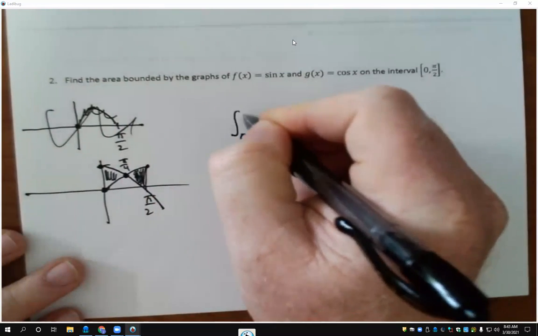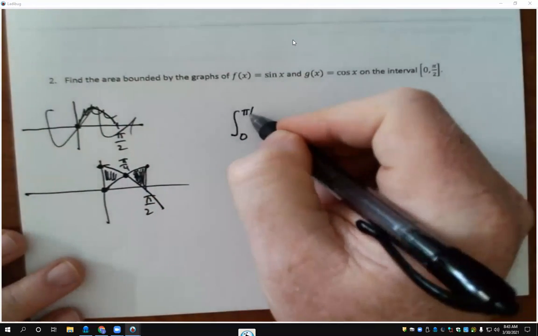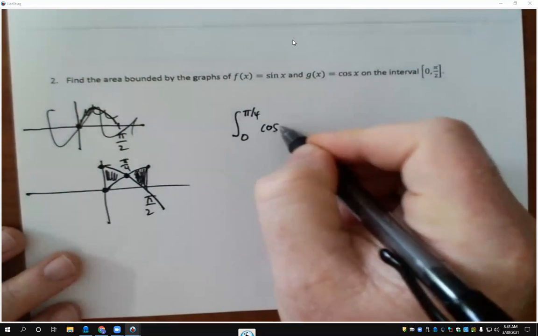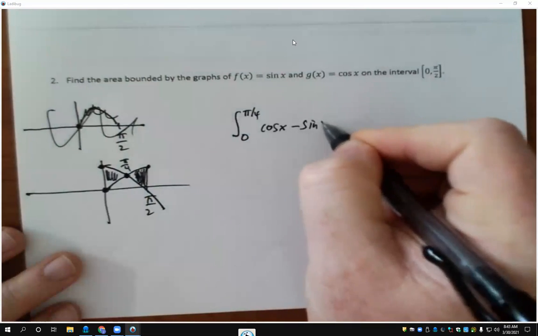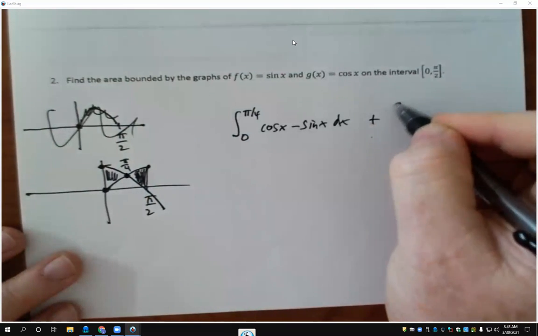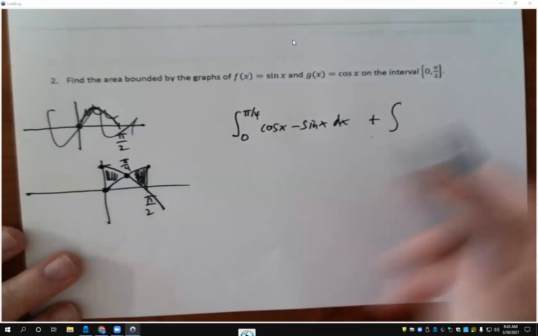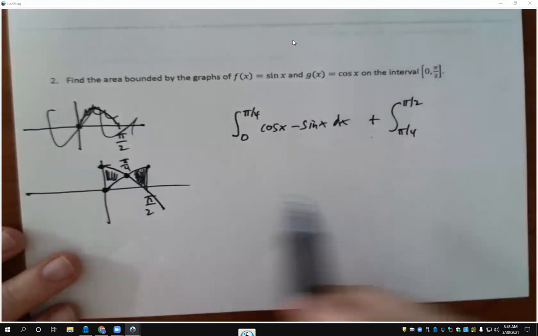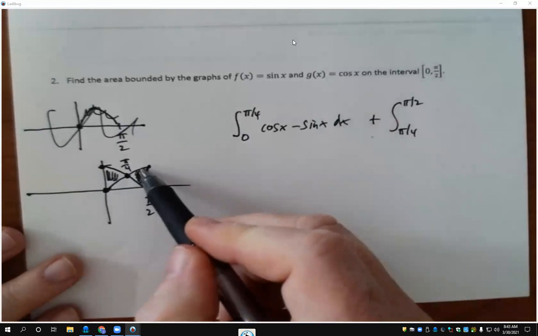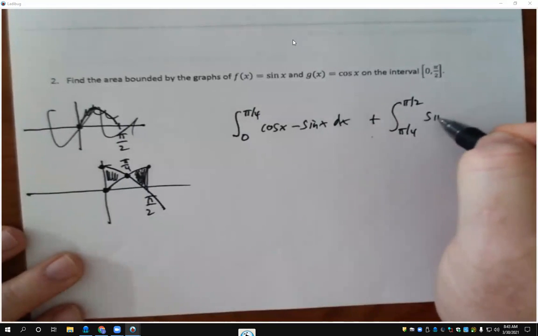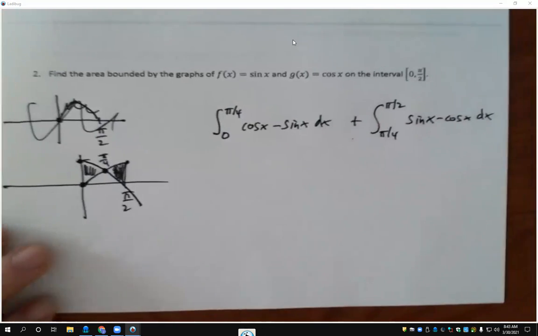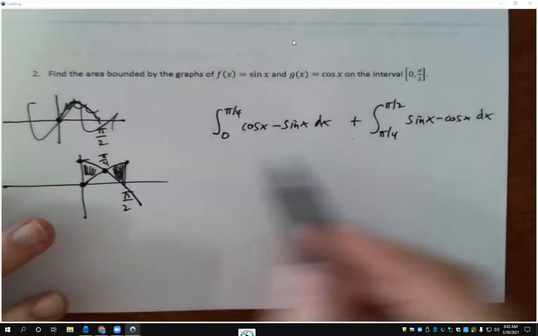So the first integral is the integral 0 to pi over 4, and the graph on top is cosine, so it's cosine minus sine. The other integral is going to go from pi over 4 to pi over 2, and the sine graph is on top, the cosine graph is on bottom, so it's sine minus cosine dx. Okay, so I'll just do them individually.